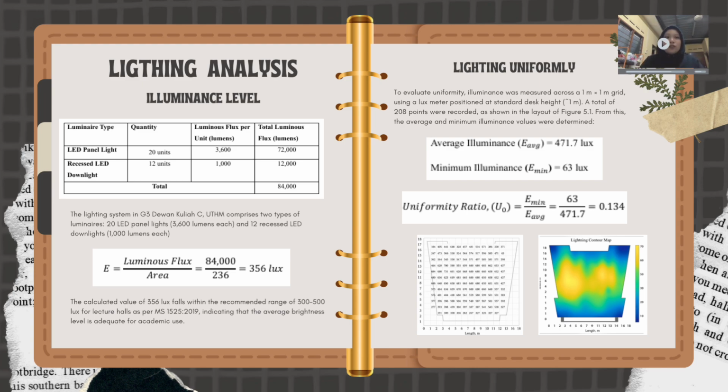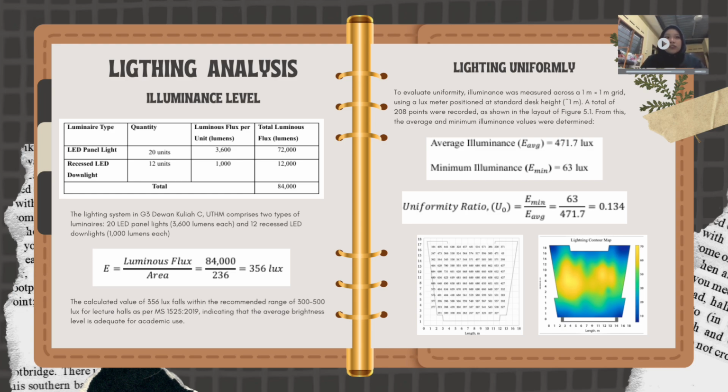To find the uniformity ratio, we take E minimum over the average. So we got 0.134. So this is the figure, as you can see here.